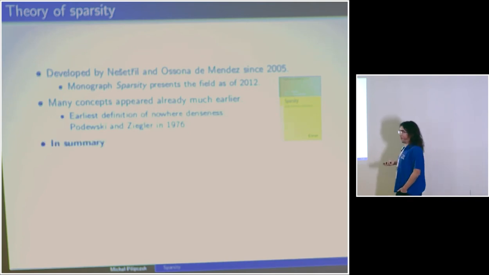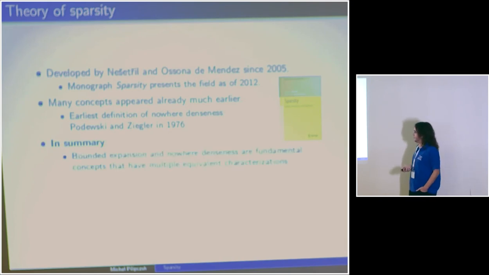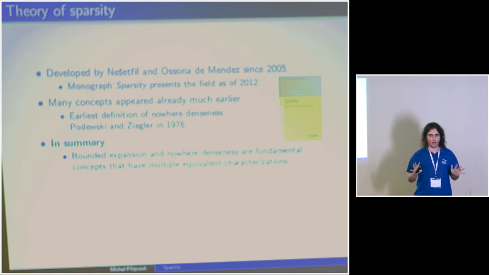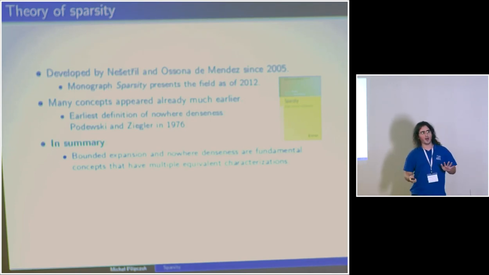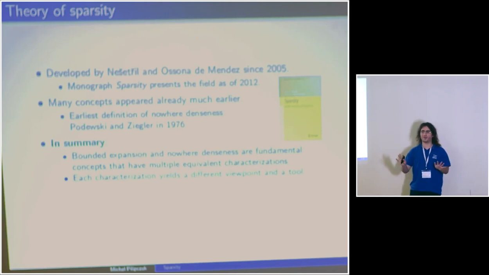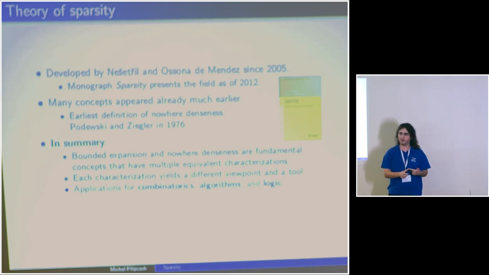So basically, in summary, what I will try to convey in this talk is that these concepts of bounded expansion and lower denseness are really robust and fundamental notions that explain a lot about what it means to be sparse. This is witnessed by the fact that they have multiple very different combinatorial characterizations, and each of those characterizations gives you a different technique or a different tool that can be used algorithmically as well. And it has many applications, in combinatorics of course, and it has quite deep connections to logic in computer science.